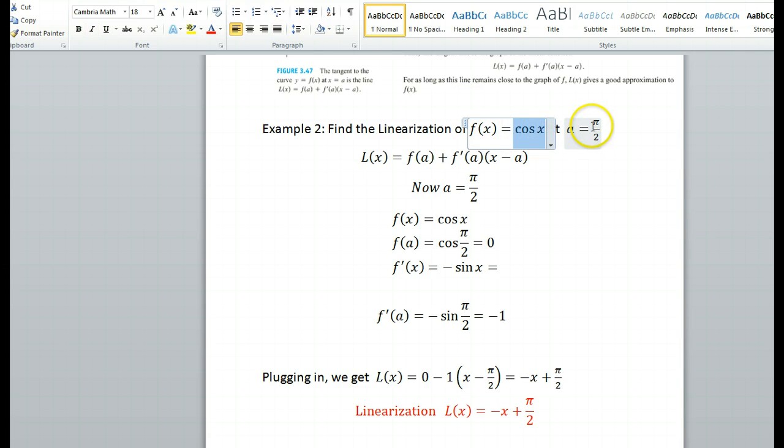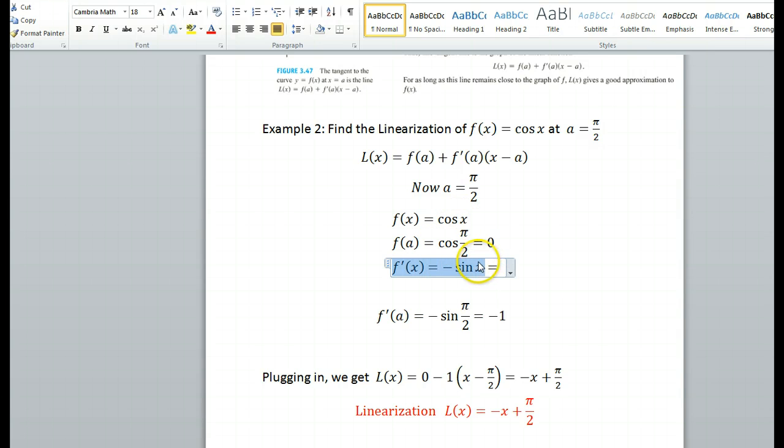So you go up here, you take a equals pi over 2, so it will be what? Cosine of pi over 2. Correct? Which is 0. So this whole first part is 0. That's nice. But now we need to find f prime of a. So how do you find f prime of a? Well, f of x is equal to cosine x. So the derivative of f of x is equal to negative sine x. Correct? Okay, so you find the derivative first, and then you plug in a into the derivative.